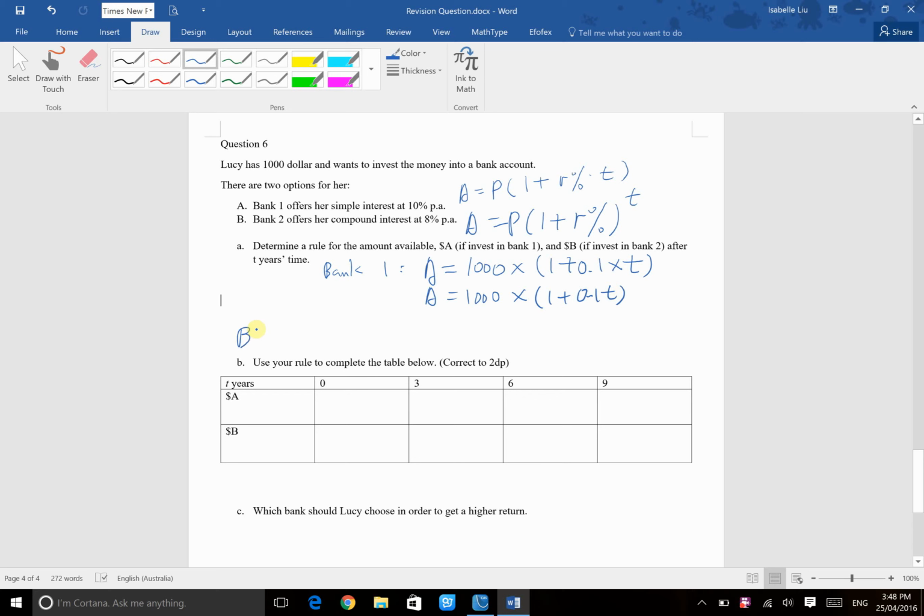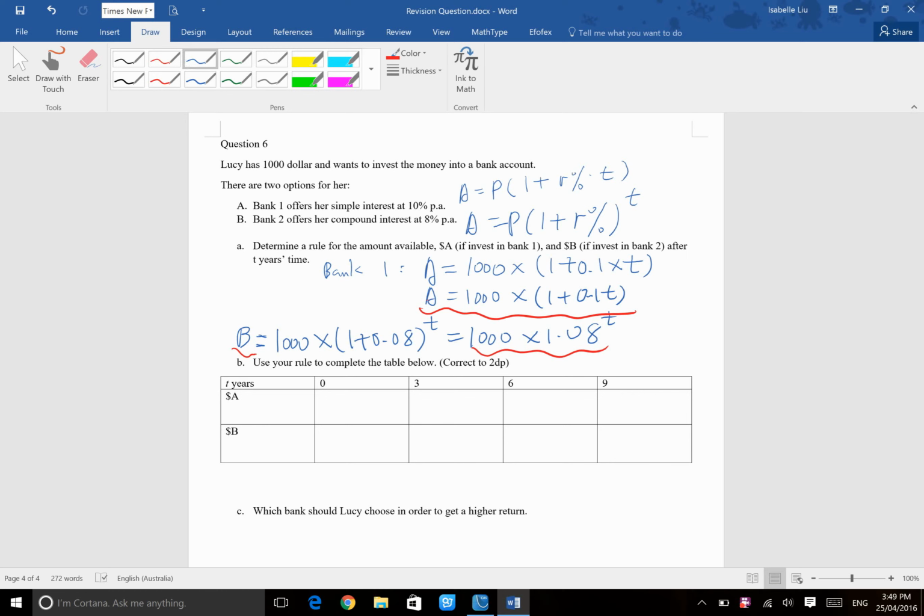Okay, so what happens to B? B equals the principal, that's still 1,000, times 1 plus 8%, which is 0.08, to the power of T. That equals 1,000 times 1.08 to the power of T. So I can write up the formulas like this one and that one, A in terms of T and B in terms of T.